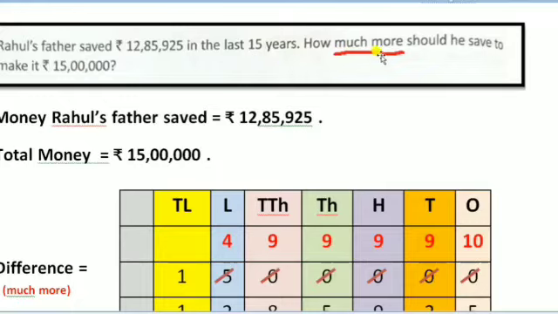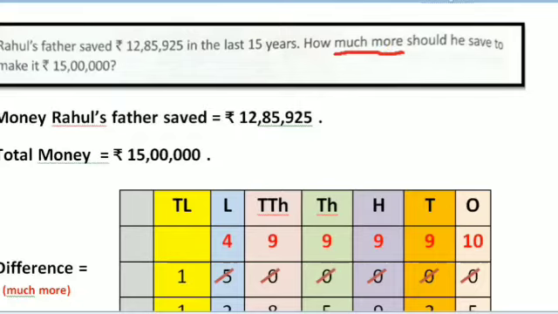So how much more he has to save, that we have to calculate. Here our hint word is "much more." Whenever "much more" is there, we will be getting the answer. This is the hint word. We will be getting the answer by subtracting the smaller value from the bigger value. So let us see the solution.